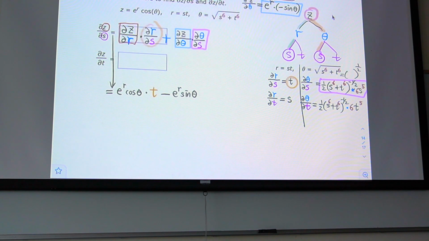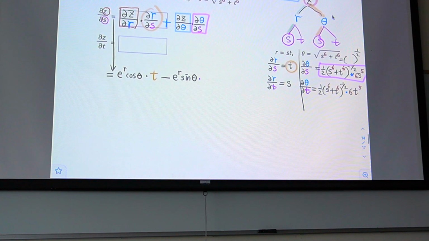So that is, let's simplify this. The 1/2 power, we put this to the 1/2 power, put the square root in the denominator. So that will be 6s to the power over, yes, the 1/2 and the 6 here, right? Simplify. So that'll become a 3, right? 6 over 2 is a 3. So we just put a 3 on top. So 3 s to the 5th power, divided by the square root of s to the 6 plus t to the 6, right?